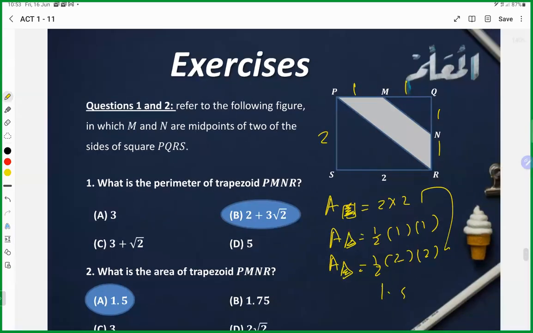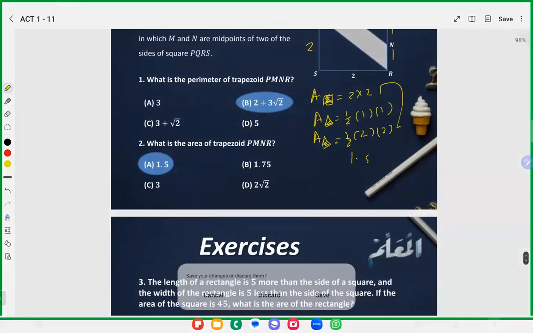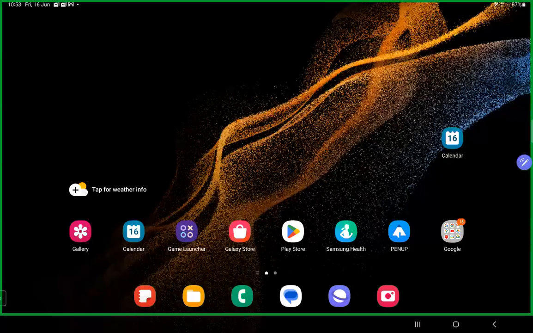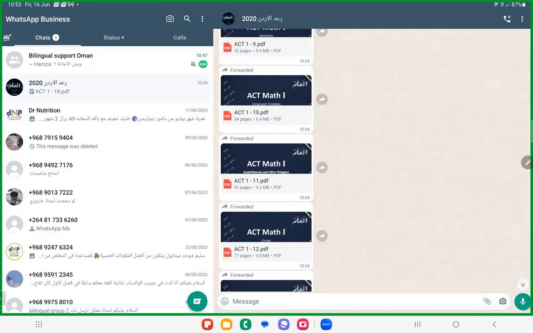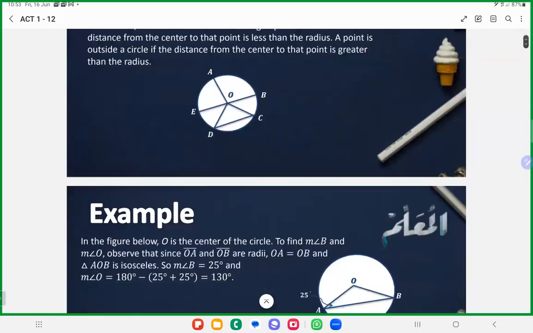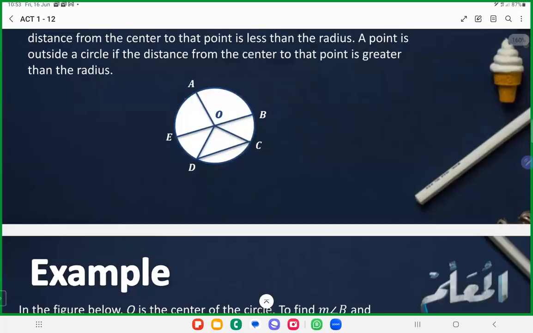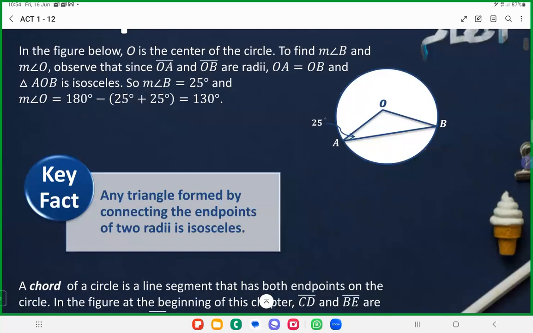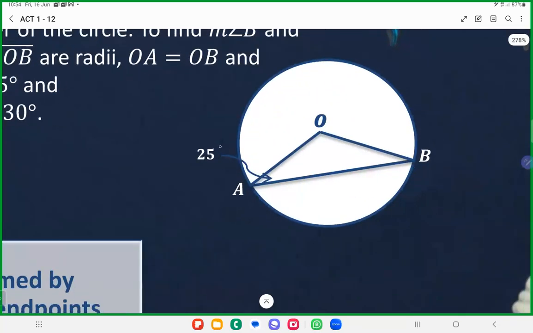Okay, this is chapter 11. Let's jump to chapter 12: circles. With circles, you should always remember what the radius is, what the diameter is, what a chord is, what a segment is. And one of the tricks in the circle, which you almost forget in the exam, is a mistake many students make.